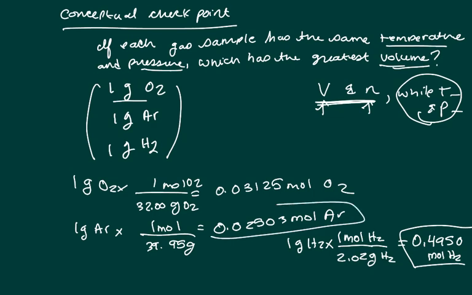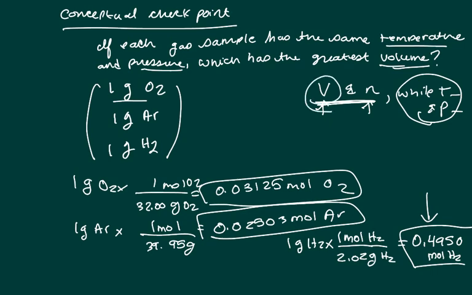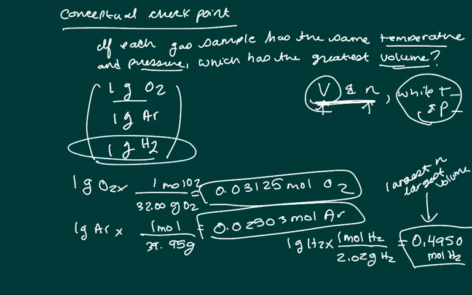So from these three, it looks like this has the greatest amount of moles, the largest N, so it should also have the largest volume. So largest N, largest volume would be for the hydrogen gas container. So that would win right there.